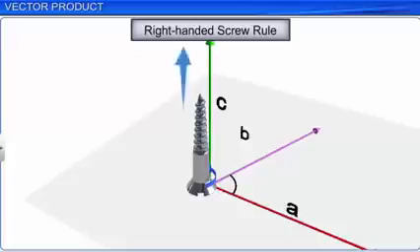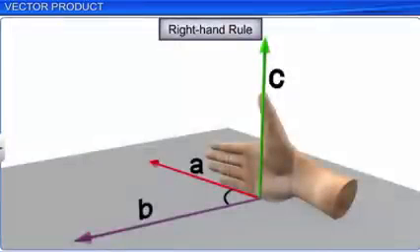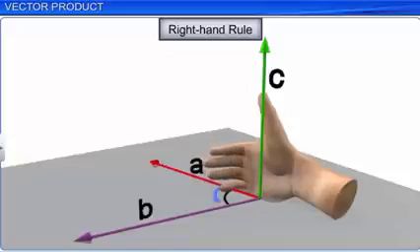The other rule is the right-hand rule. Stretch the right-hand palm as shown and place a long vector A perpendicular to the AB plane. If the fingers can curl from A to B through the smaller angle, then the direction of the thumb indicates the direction of the vector product of A and B.